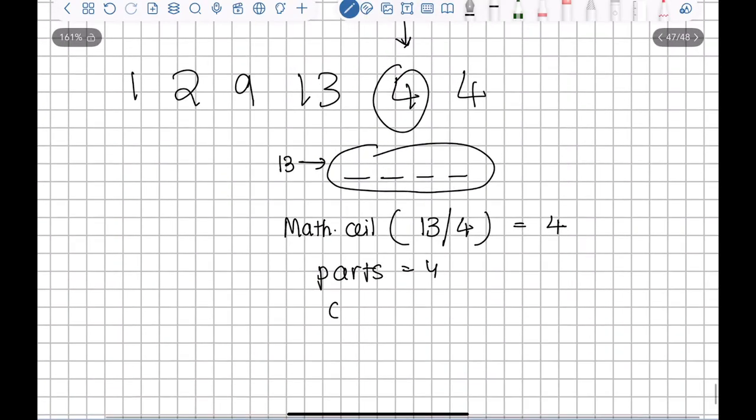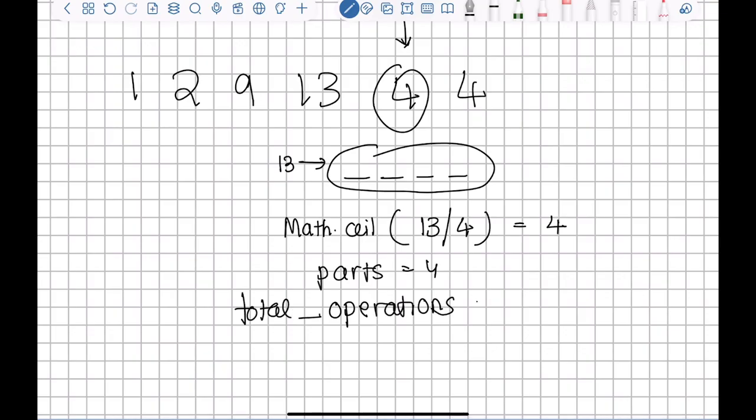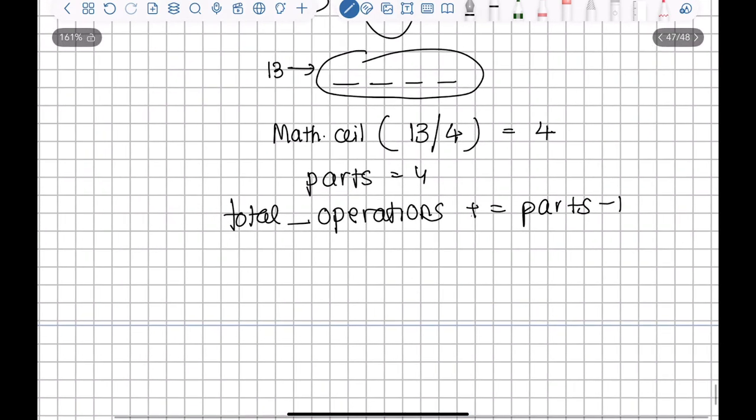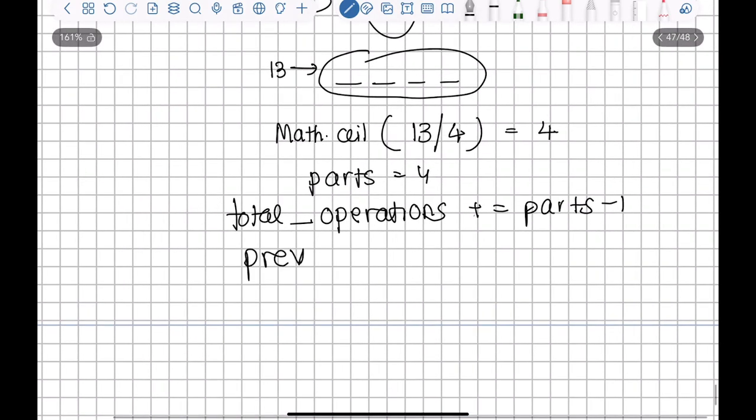That means the total operations that I am going to be doing will be increased by parts minus 1. And my prev value would be nothing but the current number, that is 13, divided by the number of parts.